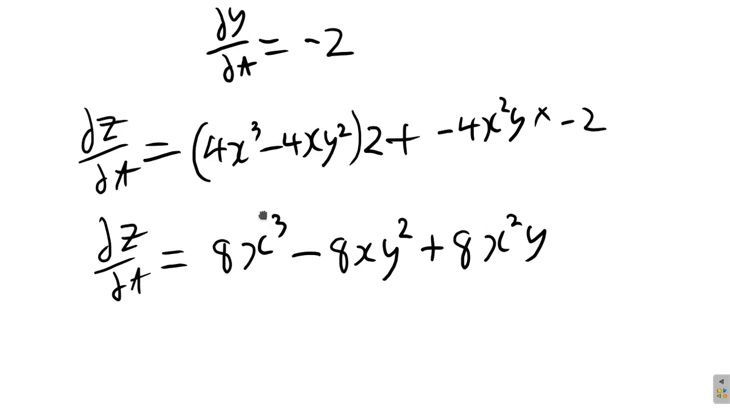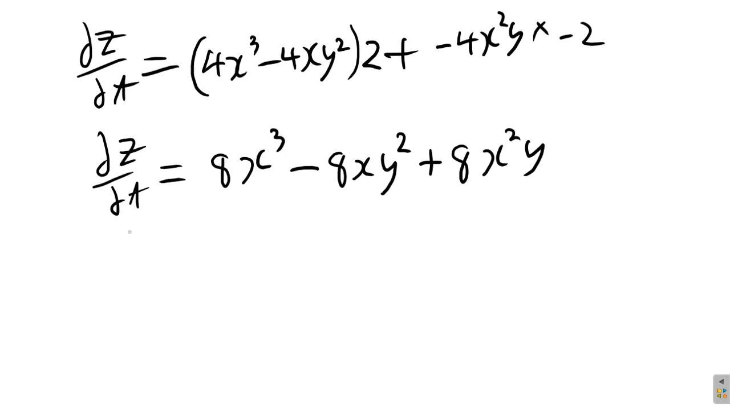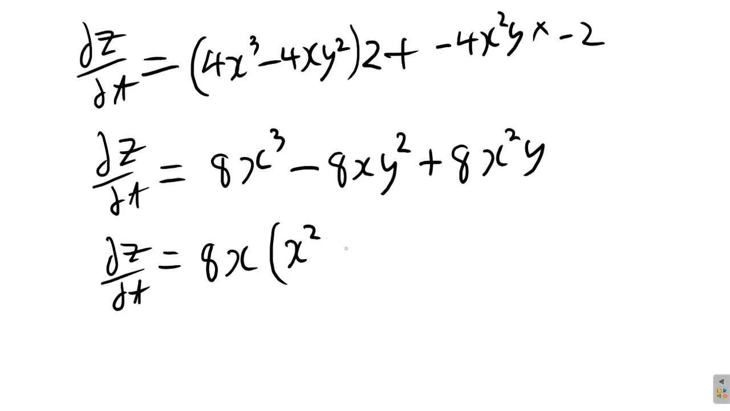Now of course you can do some factorizing. The partial of z with respect to t is equal to, put 8 outside the bracket, and x is a common factor as well, so inside the bracket we have x squared minus y squared plus xy. Alright, so that's what we have.